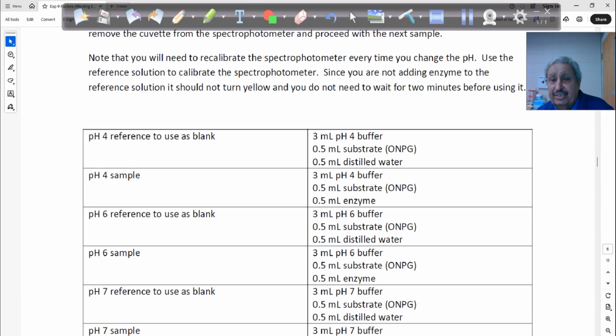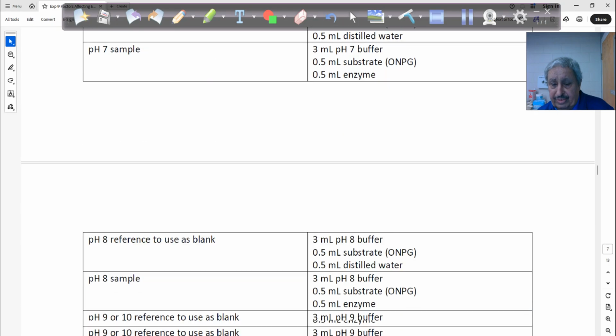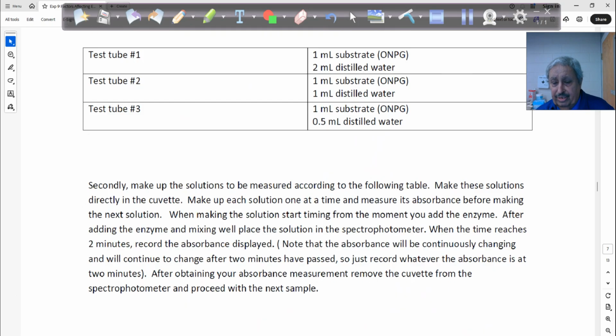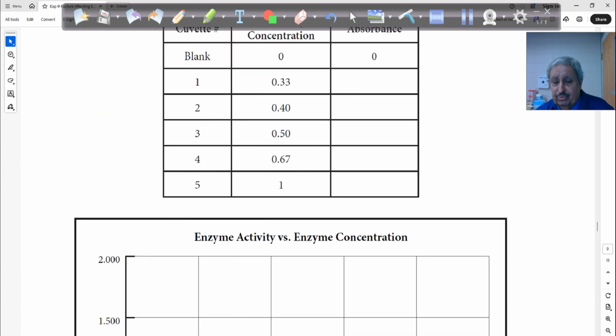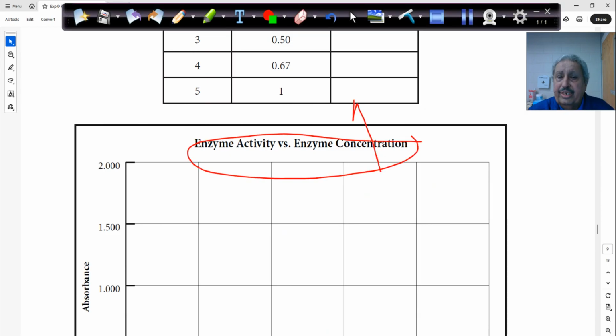So from 4, 6, 7, there is no 5, 4, 6, 7, buffer solution 7, and then 8, and then 9. All those, that's the pH. You can come here to the data and record the absorbance. That's what we are doing. This is the enzyme. So this one here, depending on the data, those values here versus this value here, correct?